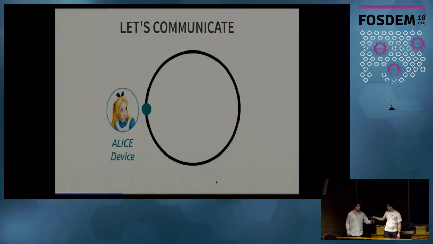So Ring uses two distinct distributed networks to work. One of them is the Ethereum blockchain, which is used for name registration, and the other one is OpenDHT. This is an example of how it works with OpenDHT when you want to reach someone else on the Ring network.